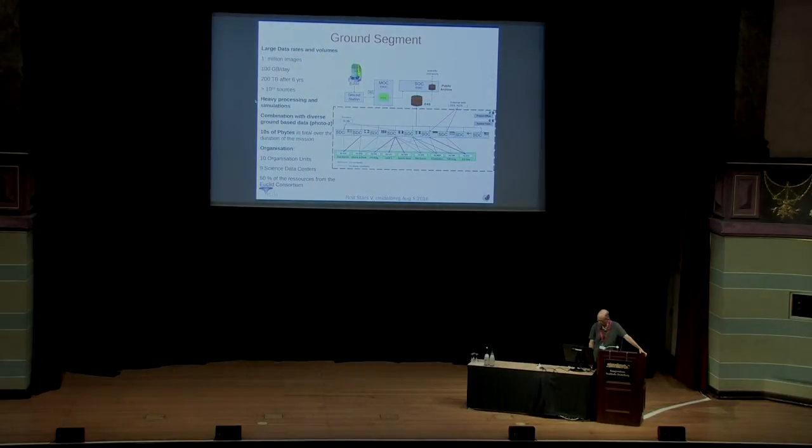A few words about the ground segment, which of course is a major part of the mission, as Euclid will deliver huge data volumes. It will deliver more than 1 million images in total. The data rate is 100 gigabytes per day. It will, after 6 years, generate more than 200 terabytes of data. Catalogs will have up to 10 billion sources.